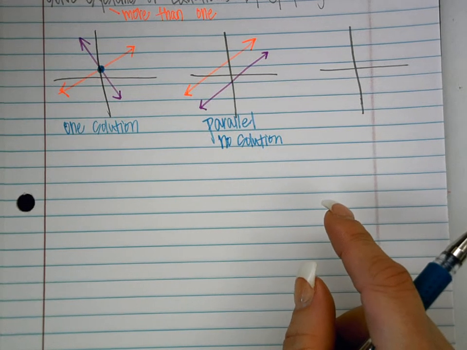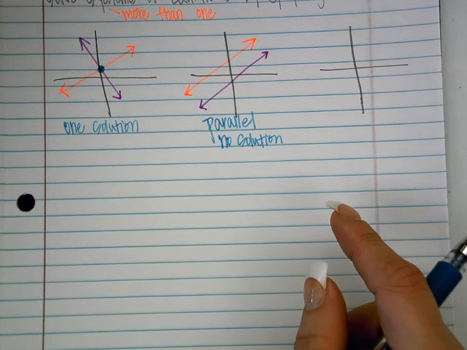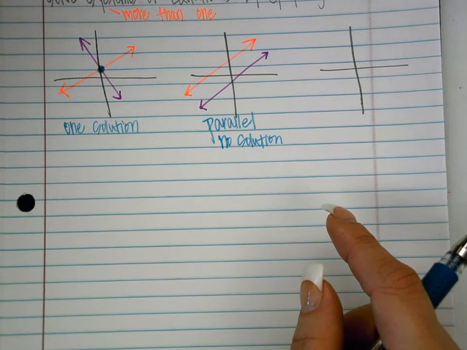How do you know if 2 lines are parallel? Does anyone know? They never touch. But how can you tell that they're never going to touch, like, really, really far away?